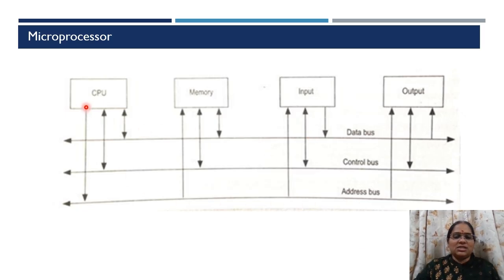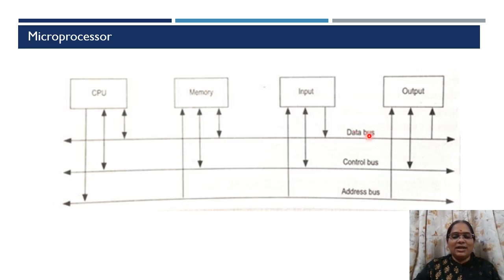In the case of the address bus, the processor initiates the address. The address from the processor goes to a memory or an input device, whichever device you are accessing, or an output device. So this address bus is used for accessing either a memory location or an input or output device. It is unidirectional because it goes from the processor to one of these devices.